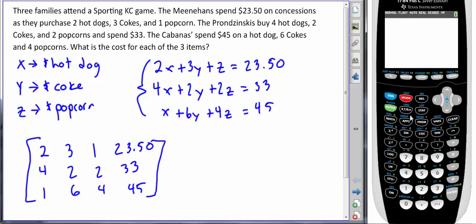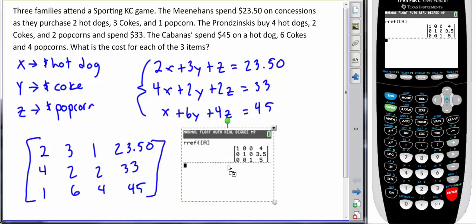Now I'm going to quit out of there, and what I want to do is get the reduced row echelon form. So I'm going to go second matrix again and go over to the math menu, and I find it faster to click up instead of pressing down a whole bunch of times to get to B, which is reduced row echelon form. And we want our calculator to find the reduced row echelon of the matrix A that we just stored, and so we're going to go ahead and press enter, and you can see the results right there.